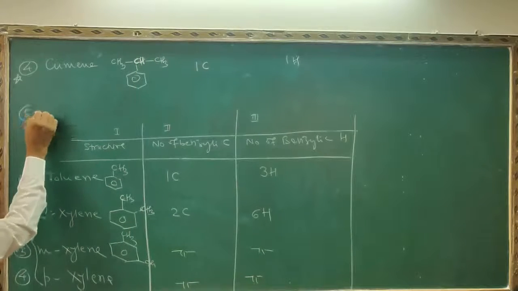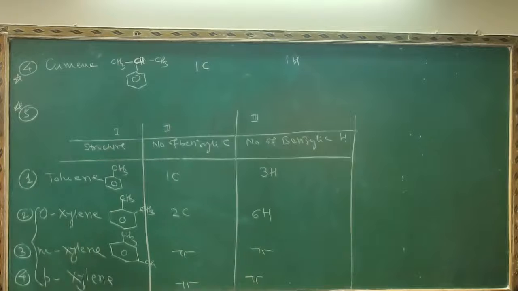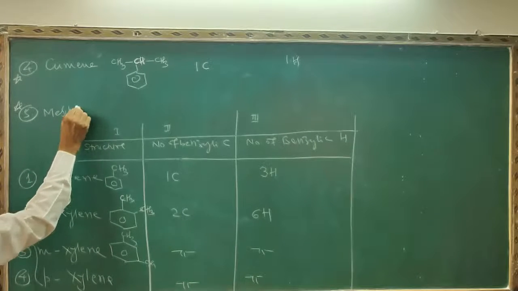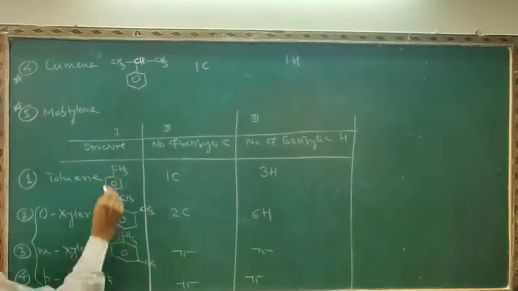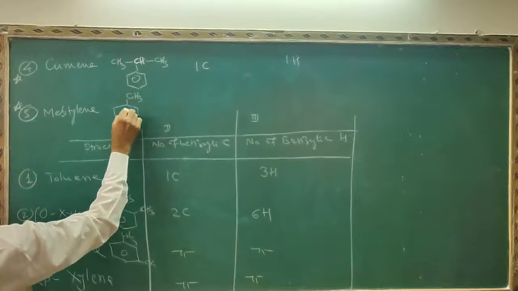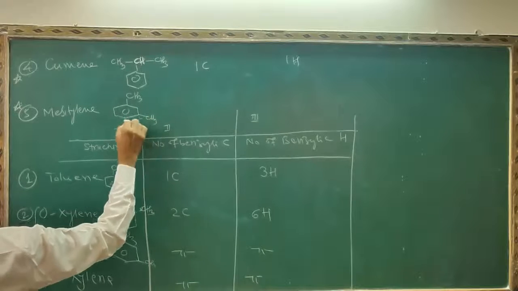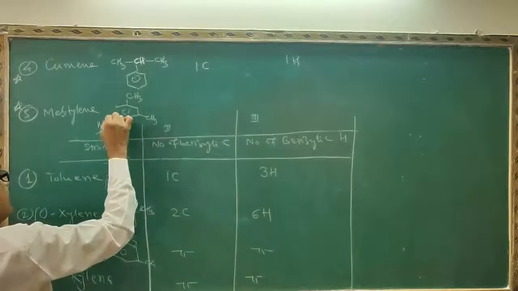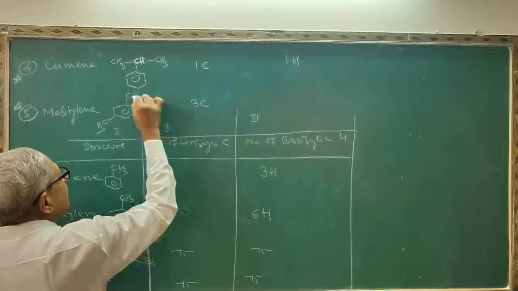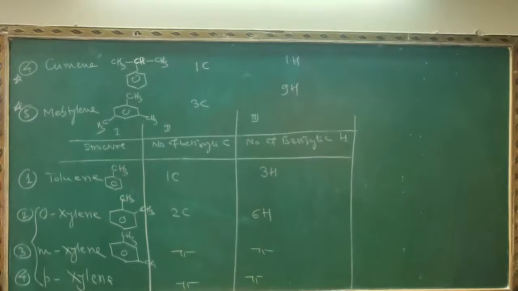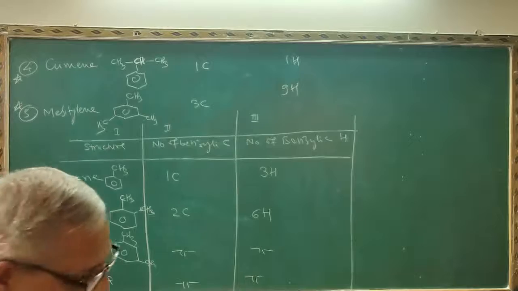Again, the fifth example is very important. That is mesitylene. And the formula for mesitylene is a benzene ring with three CH3 groups. See here, these are the 3 benzylic carbons and 9 benzylic hydrogens. And here a number of questions can be set according to the objective pattern.